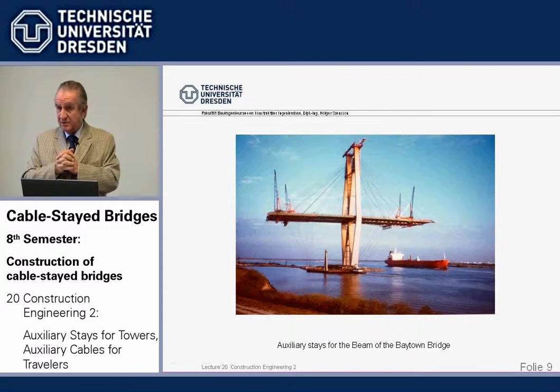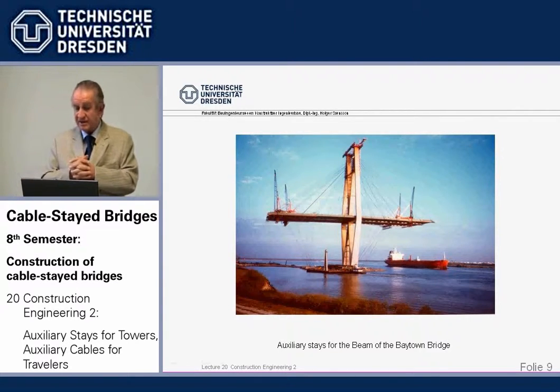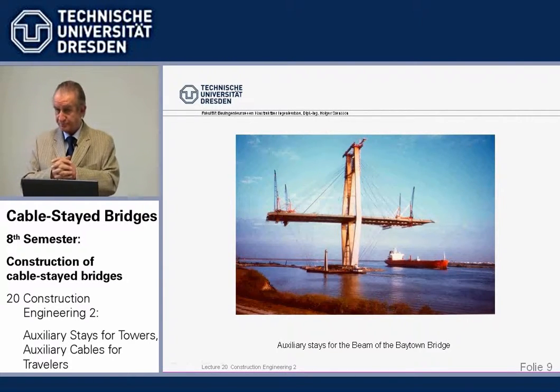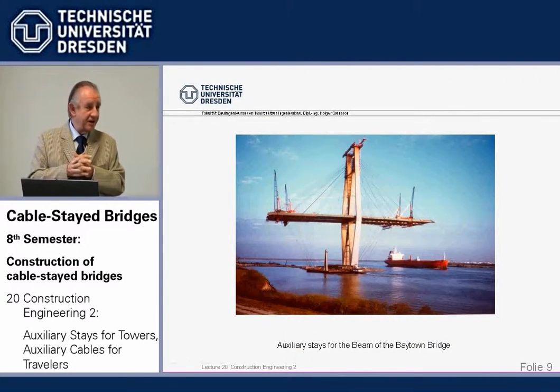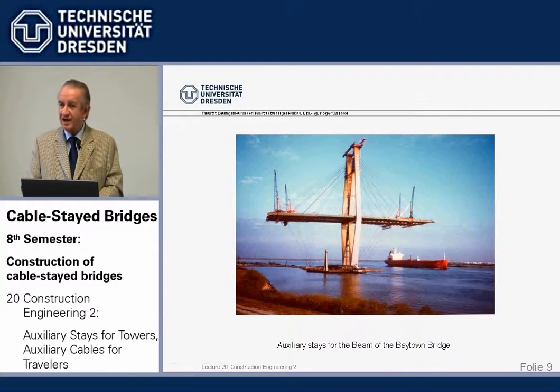Now, we had auxiliary stays at the tower. I don't know, unfortunately or fortunately, we also have some similar considerations for the beam construction. There we also have various types of auxiliary stays and cables and tiebacks, which makes life in construction engineering so much more interesting.